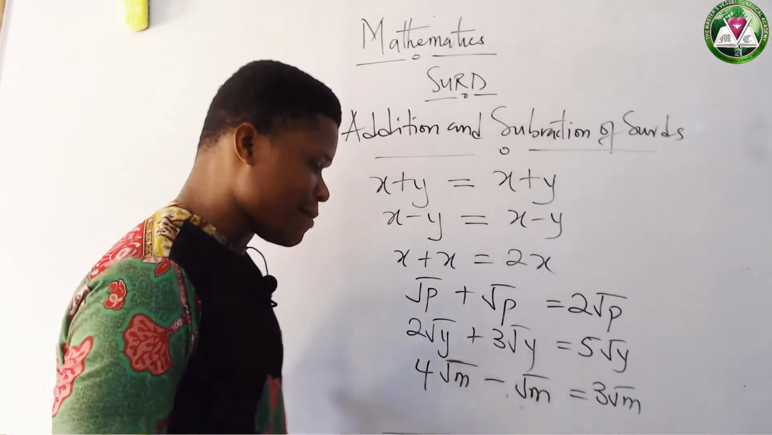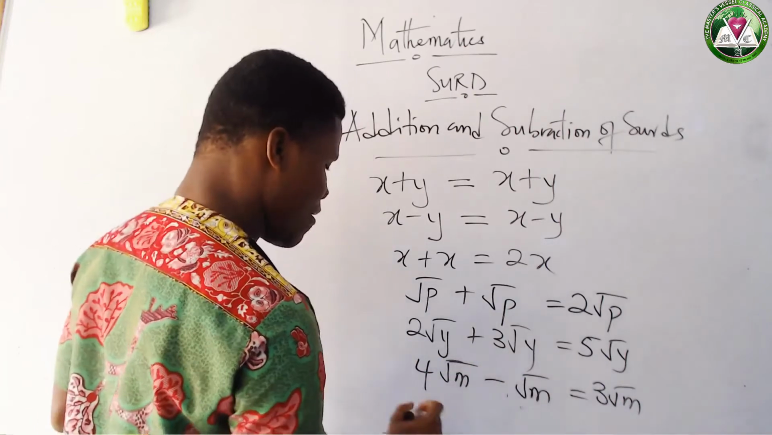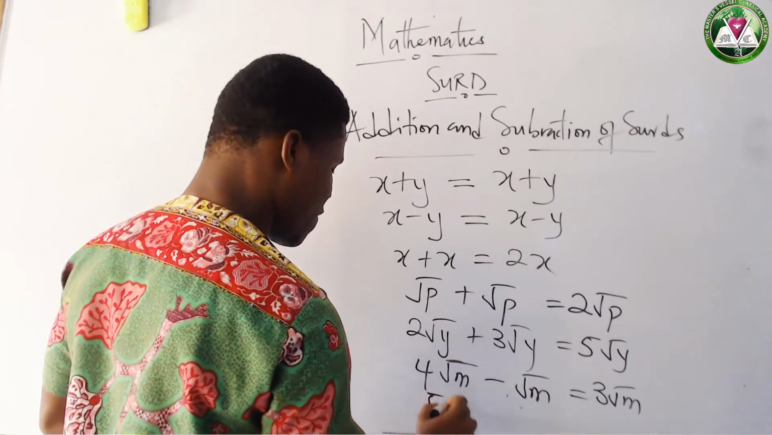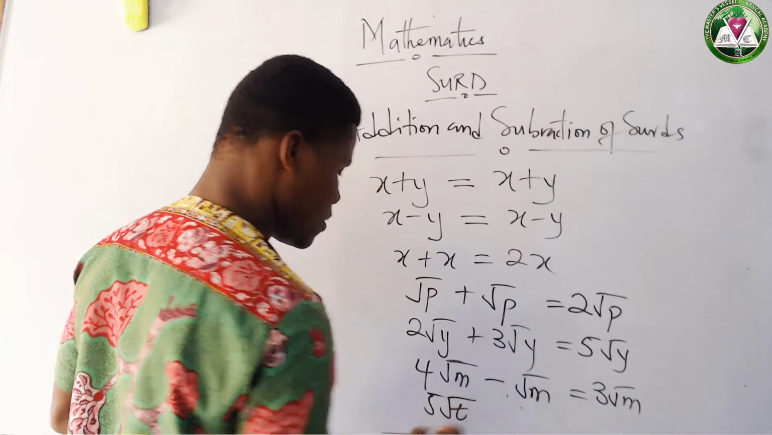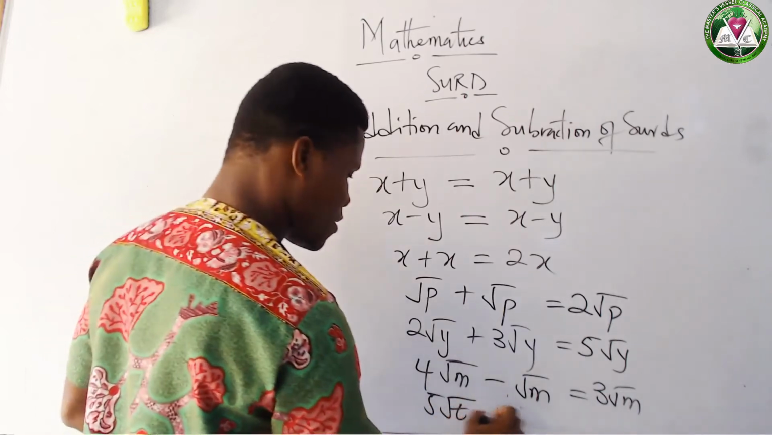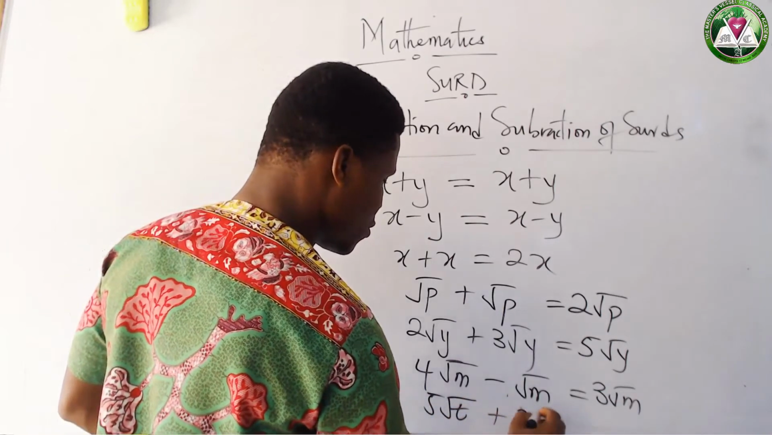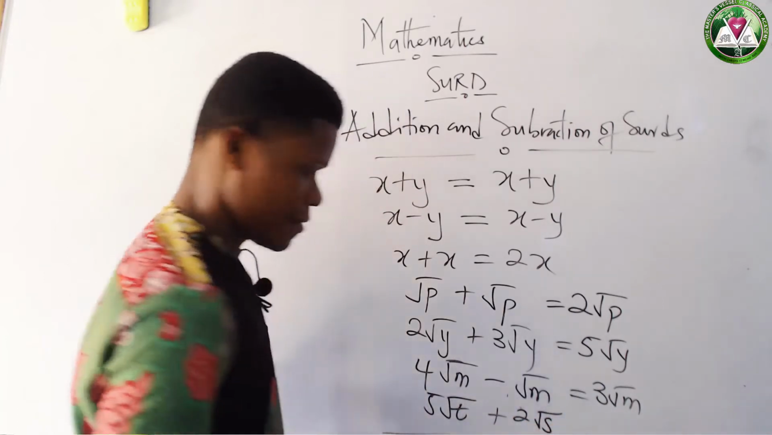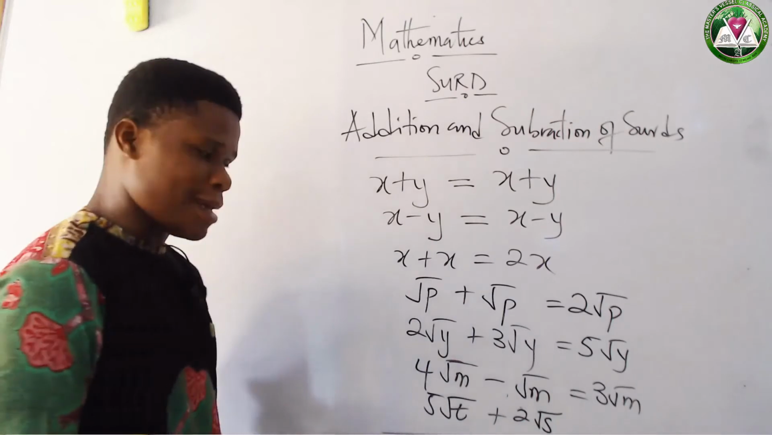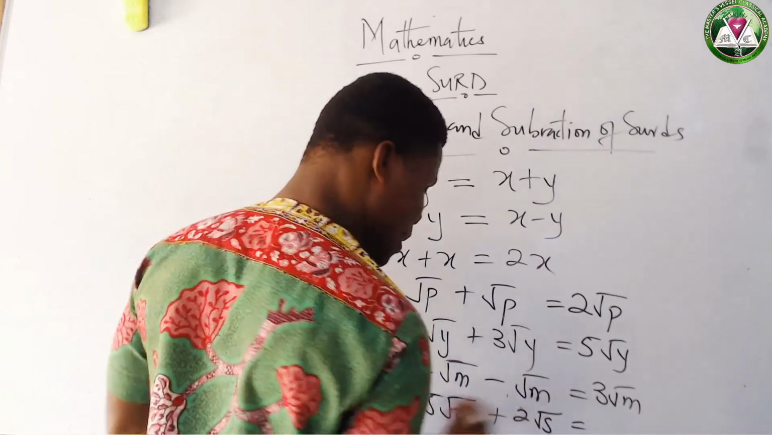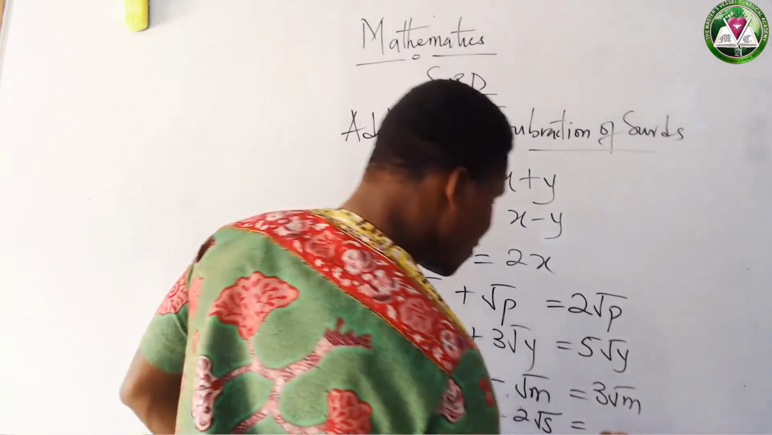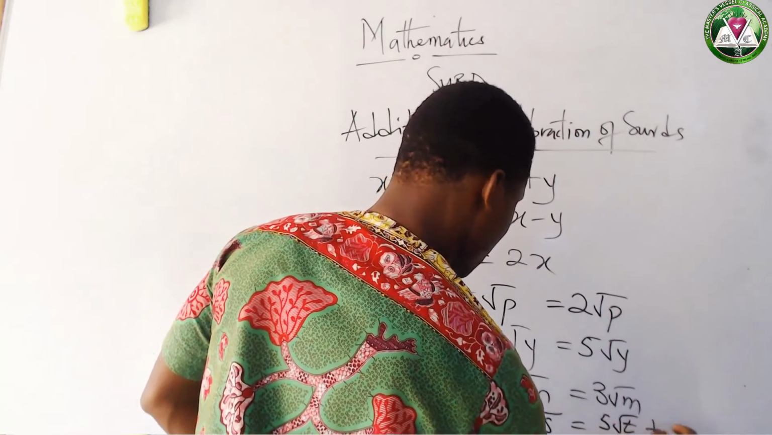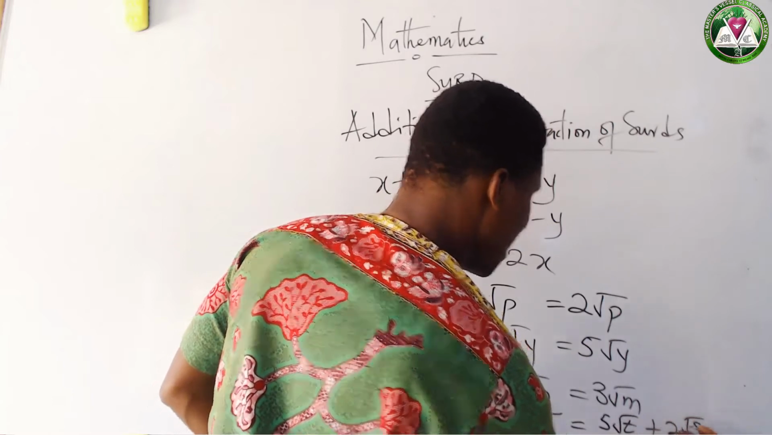But if they're not like terms, let's say I have 5 root t plus 2 root x. You cannot add or subtract them because they are not like terms. So it will be equal to the same thing. The question is the answer. It will give us 5 root t plus 2 root x.